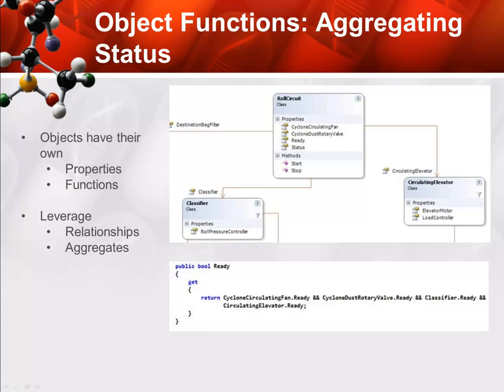MVX objects don't have to get their property values from external data sources. They can also be derived property values using programmed logic. The example shows how a superphosphate roll circuit's ready status is derived from the combination of whether the cyclone circulating fan is ready, the dust rotary valve is ready, the classifier is ready, and the circulating elevator is ready. This programmatic logic leverages knowledge of the relationships, which allows the same program code to apply to any roll circuit. This example highlights the benefits of having knowledge of the relationships between points available to your industrial automation software.